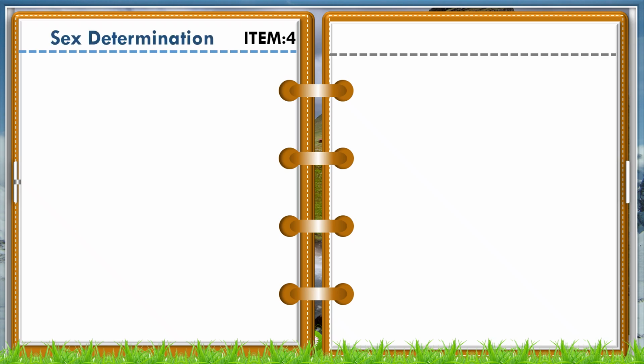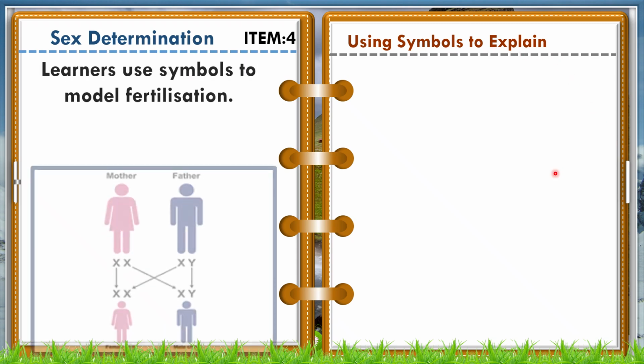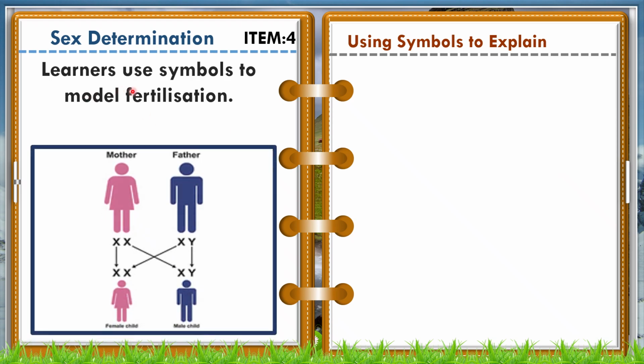Item 4. We are still under sex determination. We want to use symbols to explain. Learners use symbols to model fertilization.